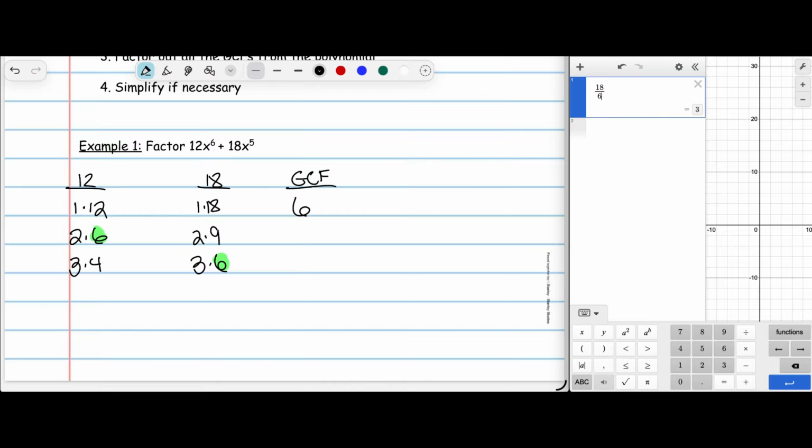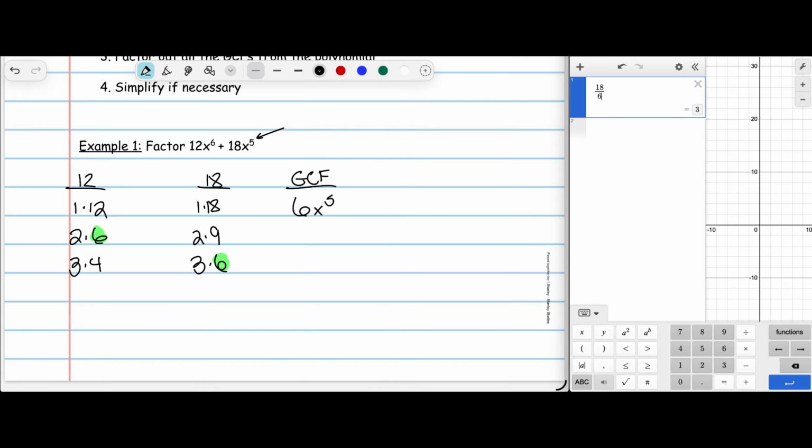After we get the number, the coefficient, taken care of, we look at the variables. Now, the variable that we have in this one is just an x. So we go ahead and write an x right beside the 6. Now we're going to look at the smallest exponent in that expression. The smallest exponent is what we can take out for that variable. So the smallest exponent is 5. So I can factor out 5 x's from everything.